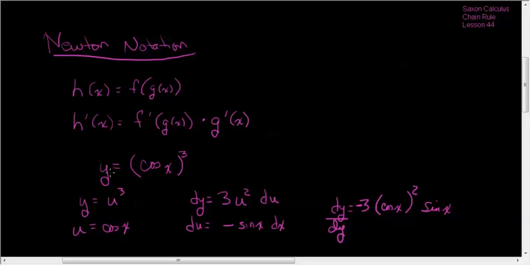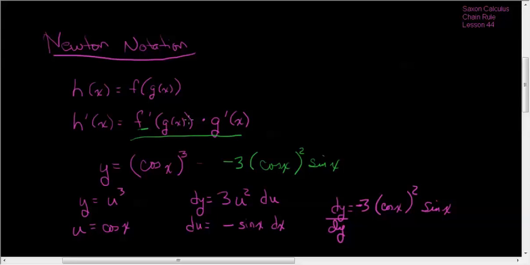What's the derivative of y equals something cubed? All right, let me change colors. The derivative of that is 3 times whatever is in there squared, right? That's the derivative of y, so that's f prime of g of x times the derivative of what's inside. What's the derivative of cosine x? Negative sine x. So what was inside? Cosine x. All right, so we would get the same answer if we think of it in Newton's notation.